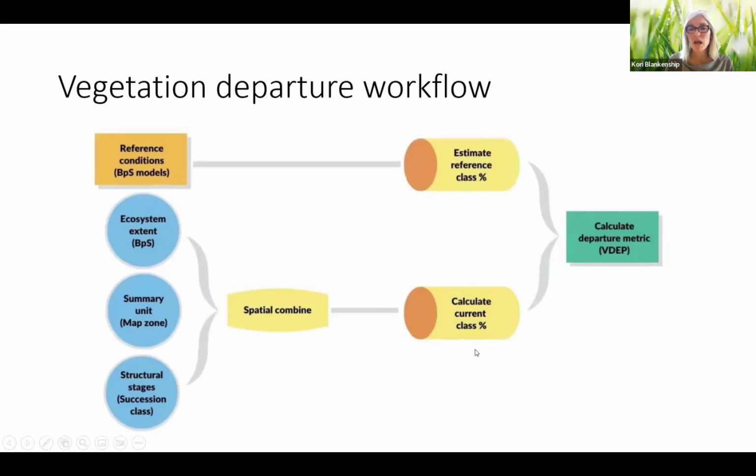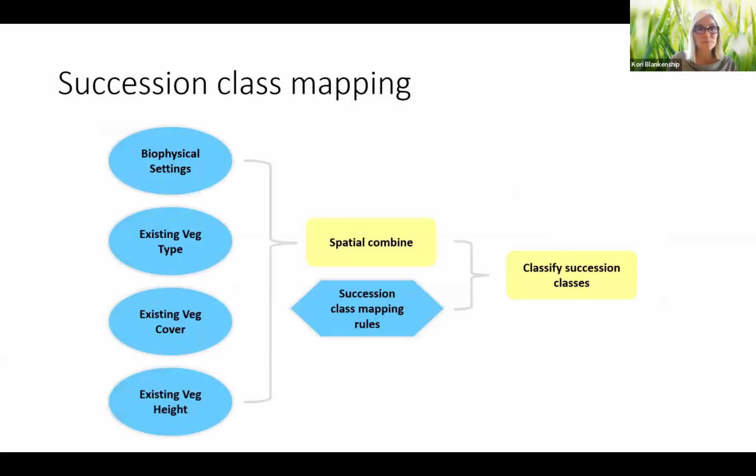Okay, coming back to our Veg departure workflow, we're right here in this little cylinder, I guess is what you call that shape, calculate current class percent. So you've seen the BPS models from Randy and the ecosystem extent. Jim touched on summary unit. And the other key piece that you can see filtering into current class percent here is this thing called structural stages, which we also call succession class. So this little circle looks really simple. And in fact, it's not really very simple. There's a whole lot behind it.